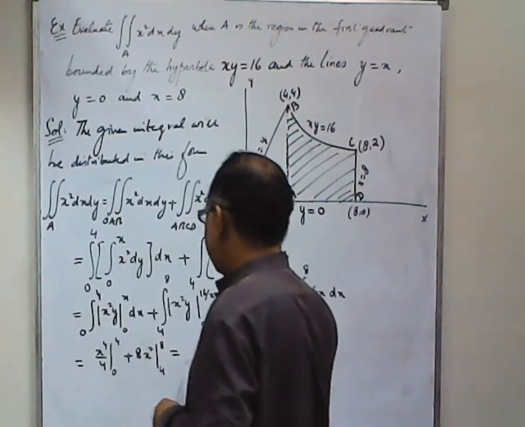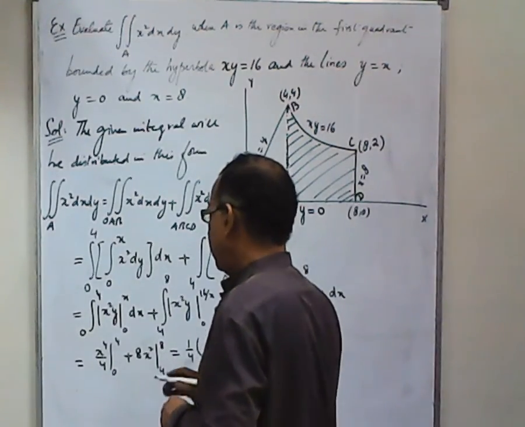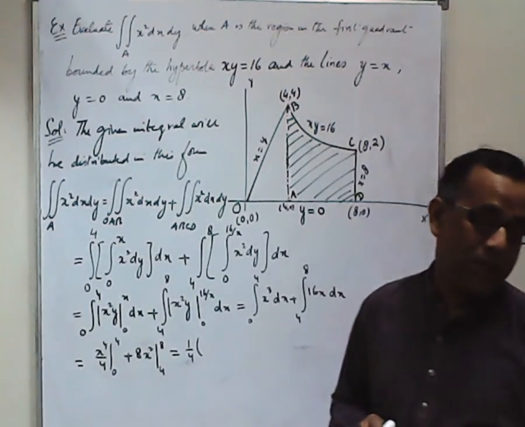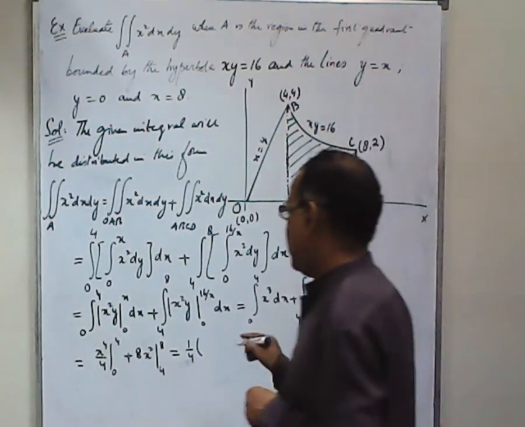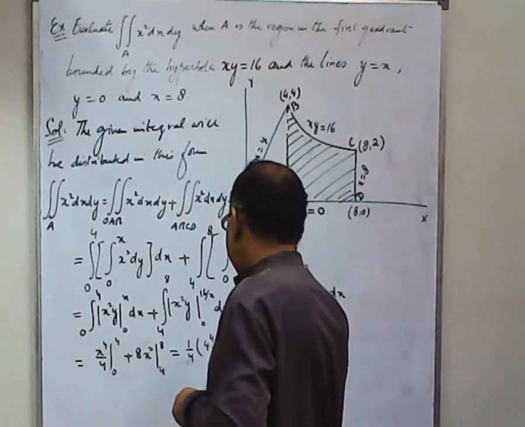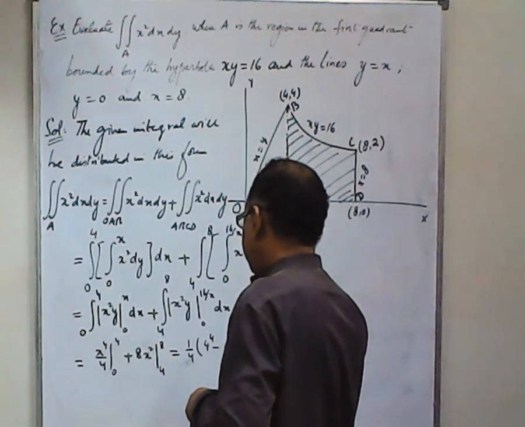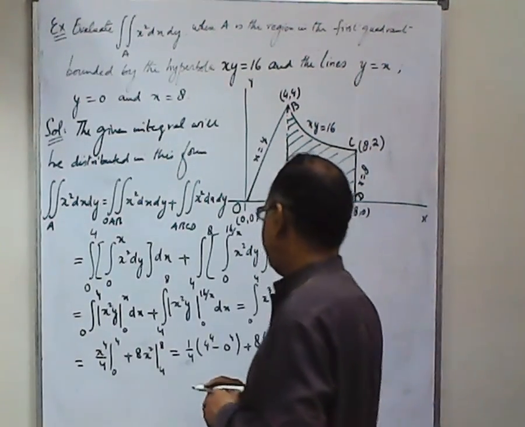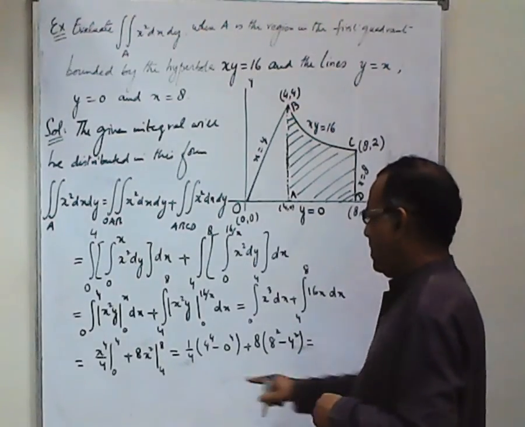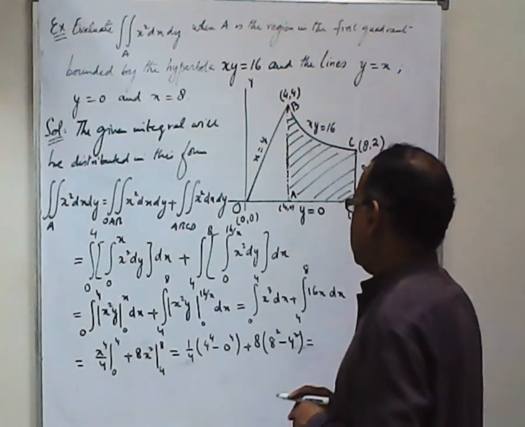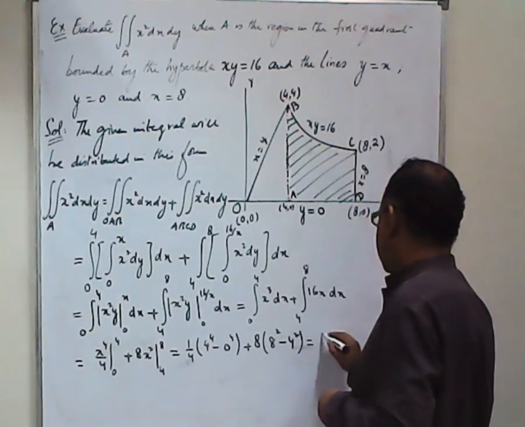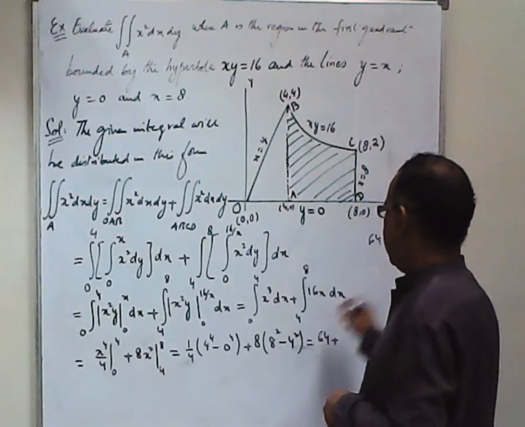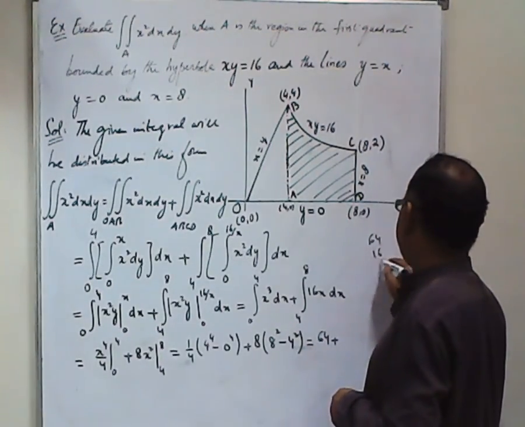So finally I have 1 by 4 and 4 power 4. Okay, I will write 4 power 4 minus 0 power 4 plus 8 times 8 square minus 4 square. So it means this is equal to, 4 cancels with 4, so 4 4s are 16, 16 4s are 64. So this is 64 plus 8 times 64 minus 4 square, that is 16. So 48.